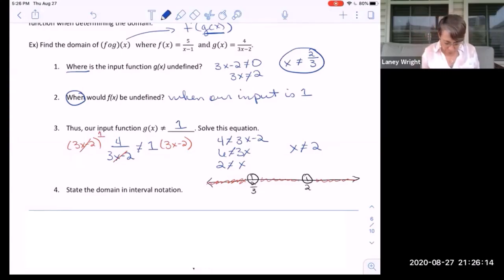So to the left of 2/3, we have negative infinity to 2/3, excluding 2/3. Union, 2/3 to 2, excluding 2. Union, and from 2 to infinity.